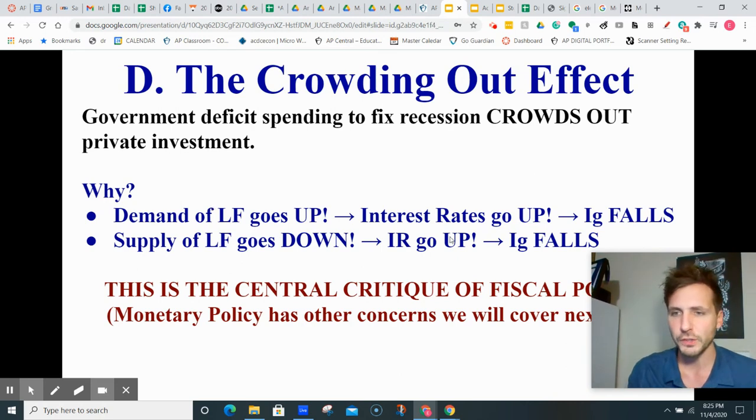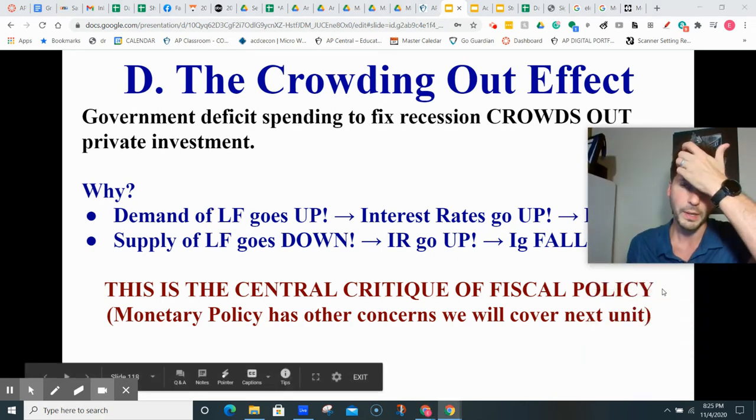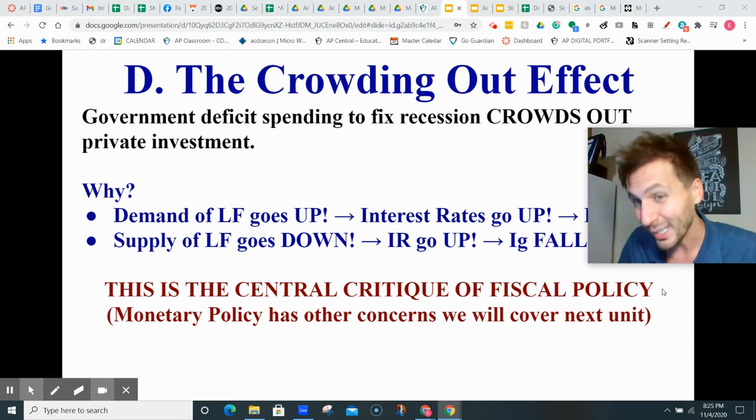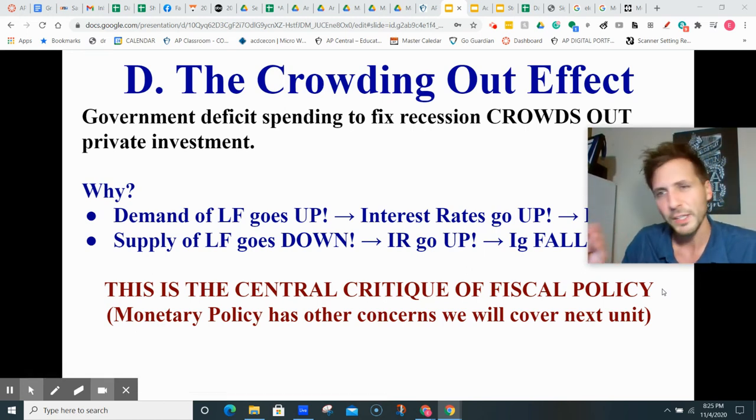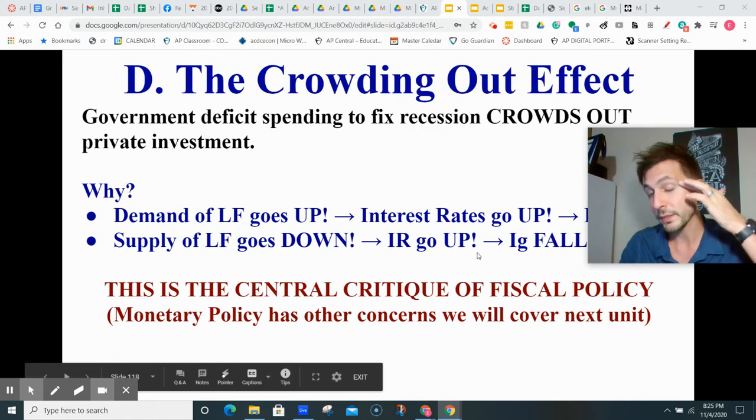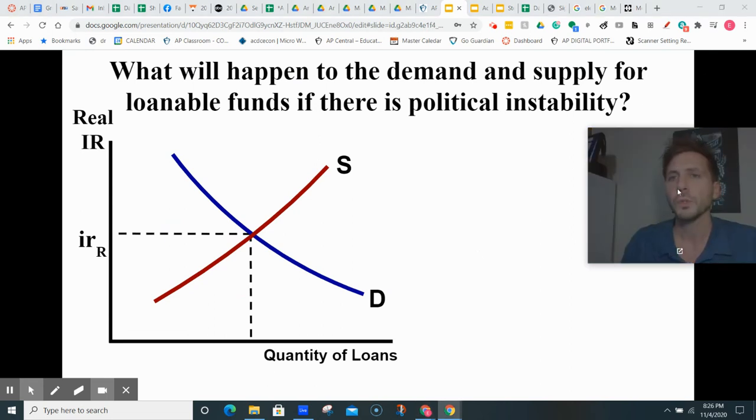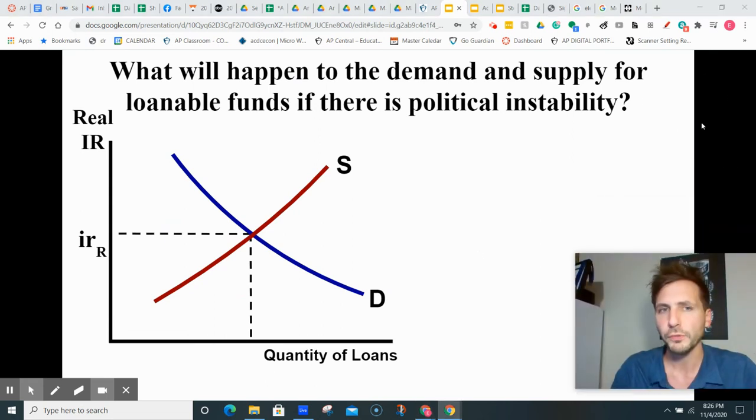So, like I said just a second ago, this is the central critique of fiscal policy, right? Government debt in itself has its own issues, and that's really a debt to GDP ratio issue. But deficit spending causing crowding out is probably the most legitimate of all of the critiques of fiscal policy. Okay, and like I said, monetary policy has other concerns as well, but we're not going to cover those right now. Okay, so what will happen to the supply of loanable funds?